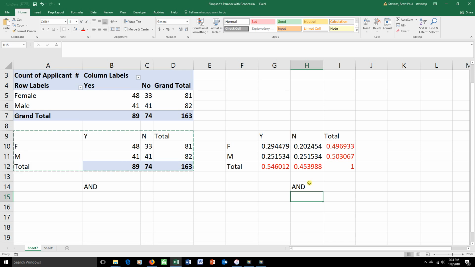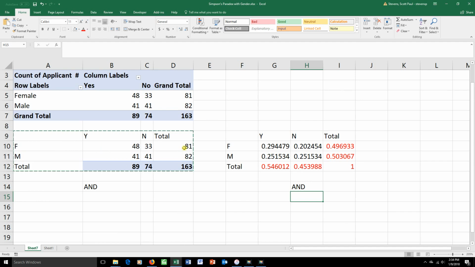But the question that we're really interested in is whether things are different for men or for women. I'd like to know, if you are a woman, what's your chance of being accepted? If you are a man, what's your chance of being accepted? How would we do that? Well, the calculation would be, what's the chance of being a woman who's accepted?